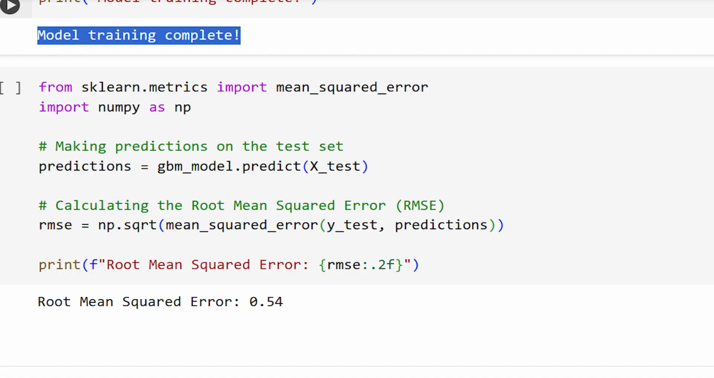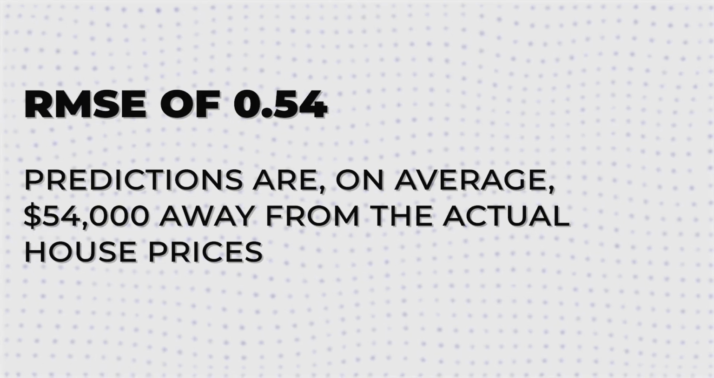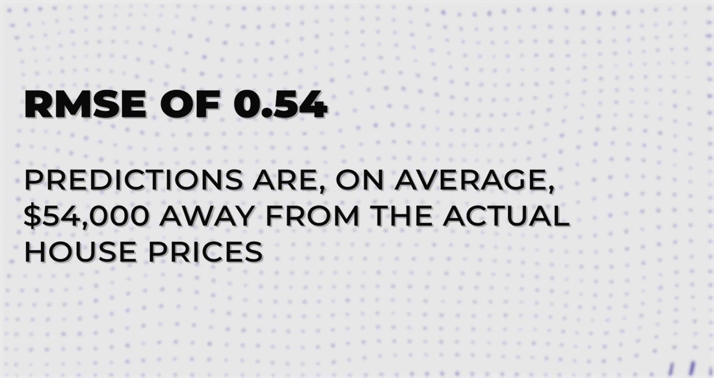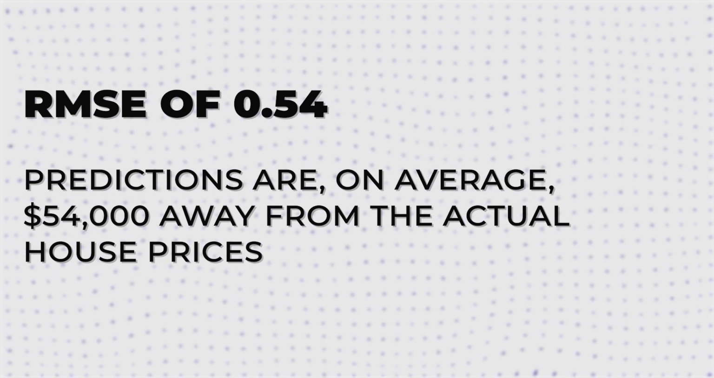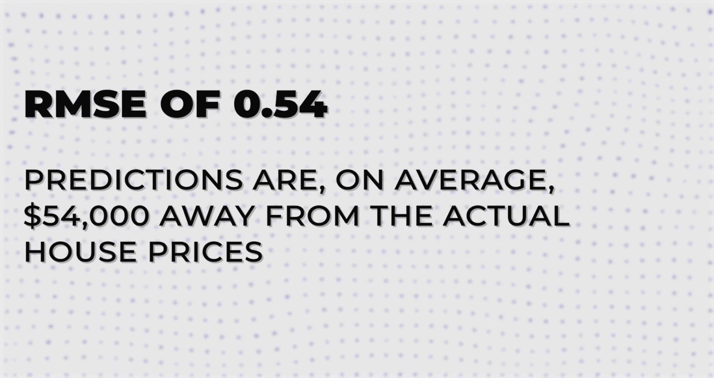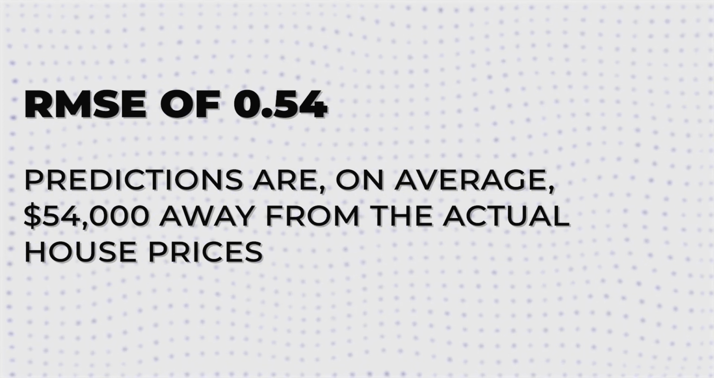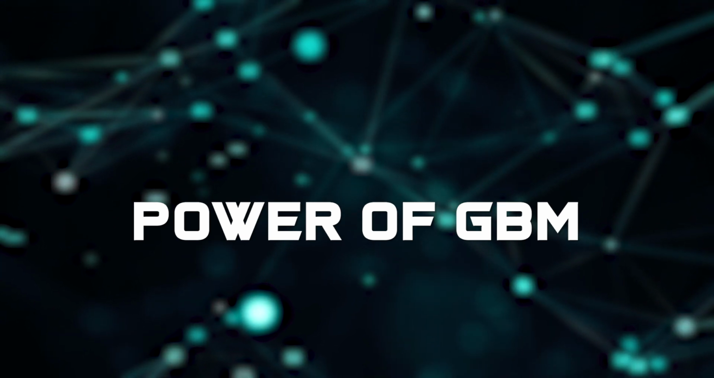After putting our gradient boosting machine to the test, we have arrived at a root mean squared error, or RMSE, of 0.54. What does this number tell us? In the context of our dataset, where house values are in hundreds of thousands of dollars, an RMSE of 0.54 means our predictions are on average $54,000 away from the actual house prices. Considering the vast range of house prices in California, this level of accuracy is quite remarkable for our initial model. It showcases the power of GBM in handling complex predictive tasks.